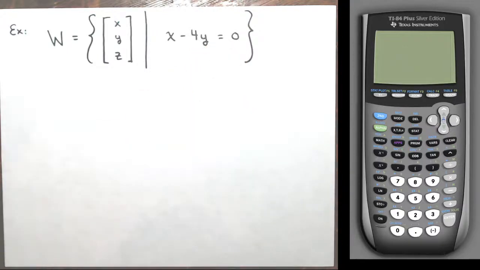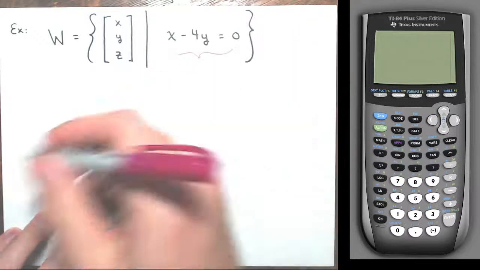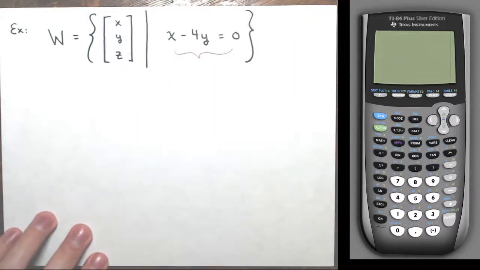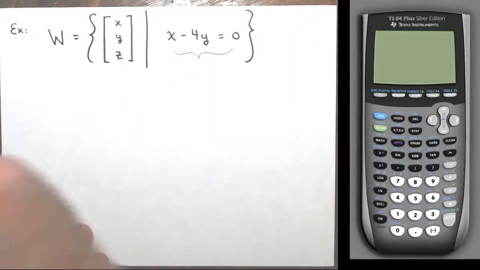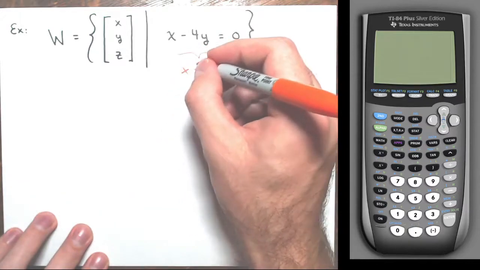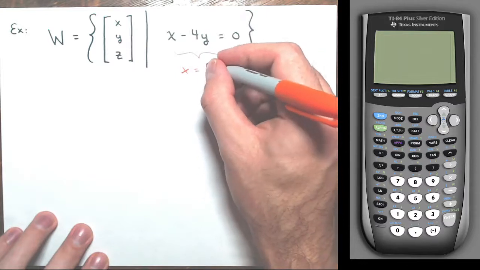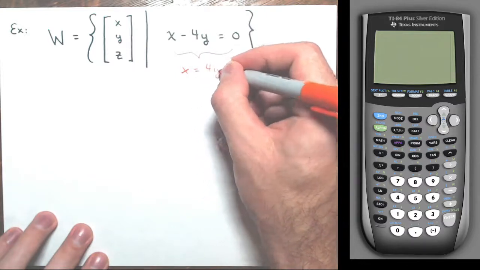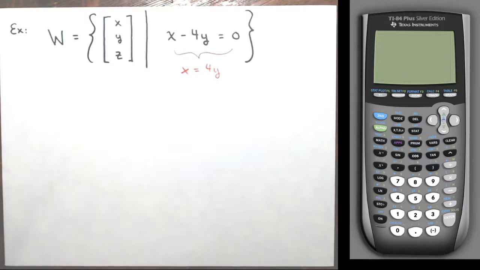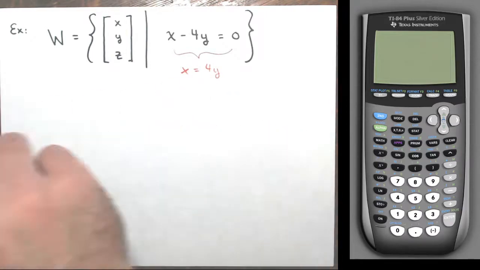Again, I'll solve that for one of the variables. I think it's really easy to solve this for x. So instead of saying that the first component minus 4 times the second component is 0, we solve this for x and say the first component of any vector in W is equal to 4 times the second component of any vector in W. All right, so let's take a look at it now. Here I can have y be anything, right?